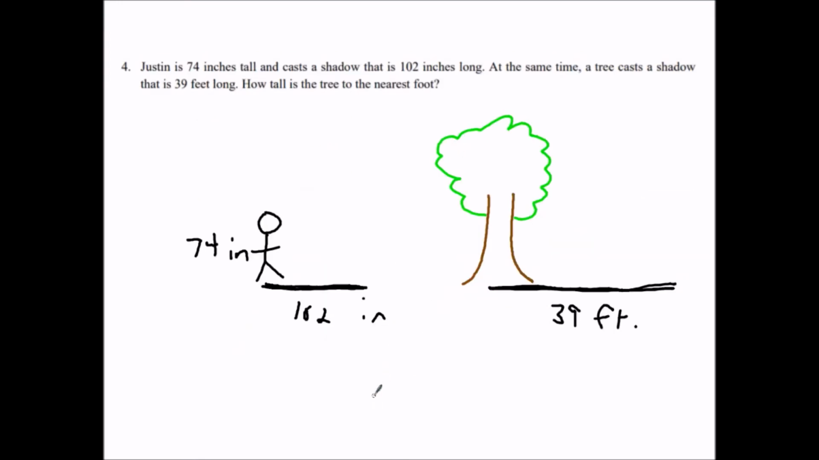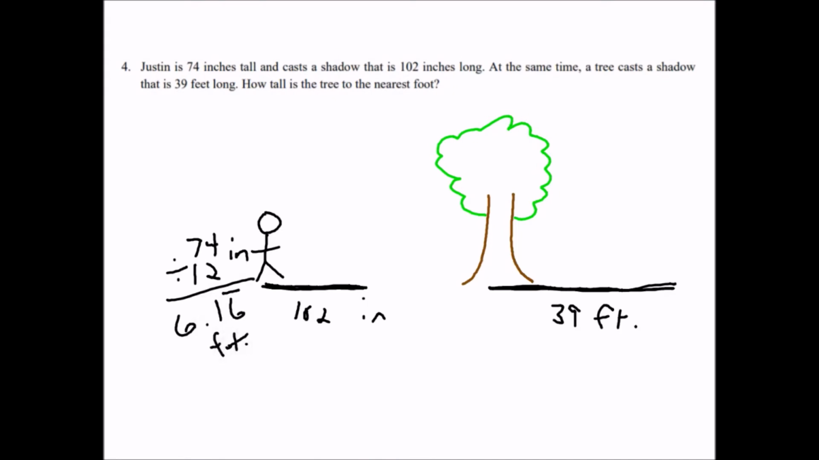All right, number 4. Justin is 74 inches tall. He casts a shadow that is 102 inches long. At the same time a tree casts a shadow that is 39 feet long. How tall is the tree to the nearest foot? Notice that we have some measurements in inches and some in feet. My first thing is let's get those in the same unit. So 74 divided by 12 inches per foot is 6.16 repeating feet. So just over 6 feet tall.